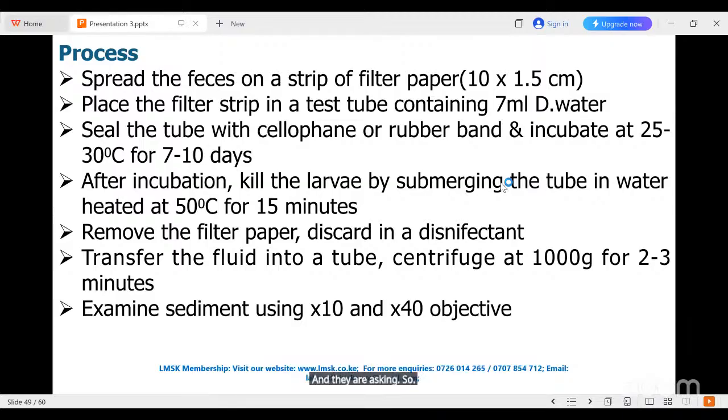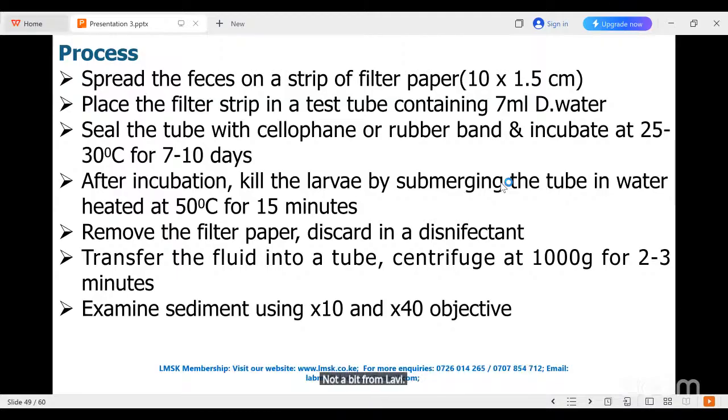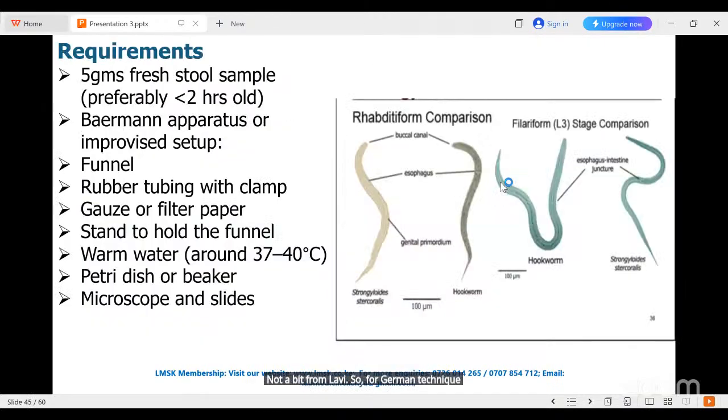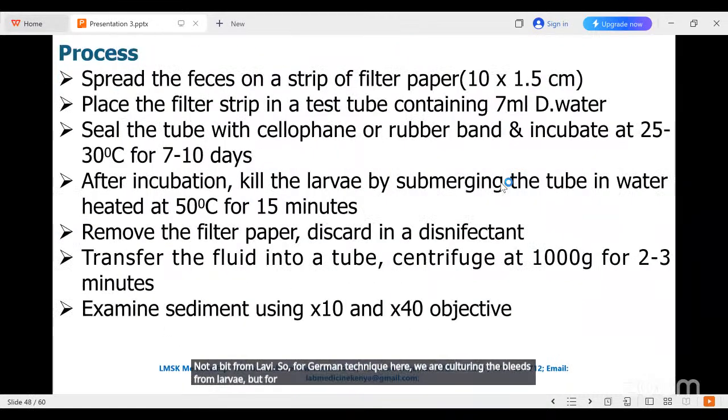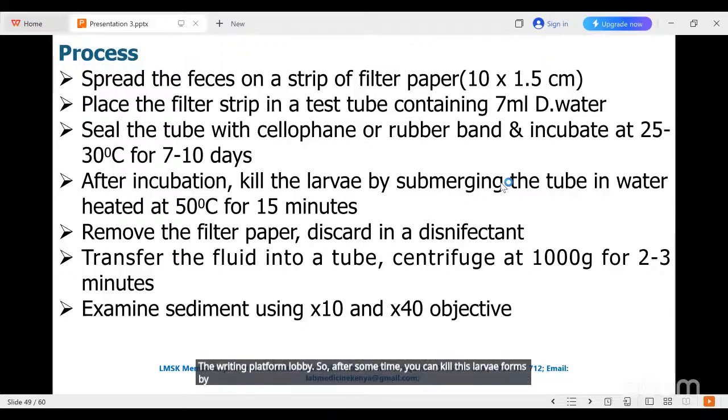So here we are hatching. Remember, we are hatching and we are expecting to see filariform larvae, the infective stage, not rhabditiform larvae. So for the Baermann technique, we are culturing rhabditiform larvae, but for Harada-Mori, for hookworm, we are hatching filariform larvae. After some time, you can kill these larval forms by submerging in 50 degrees Celsius water.